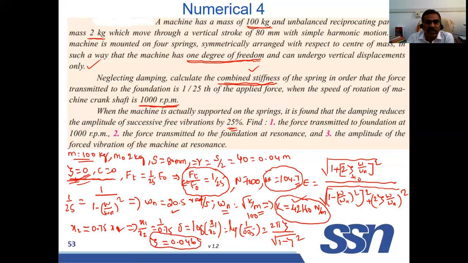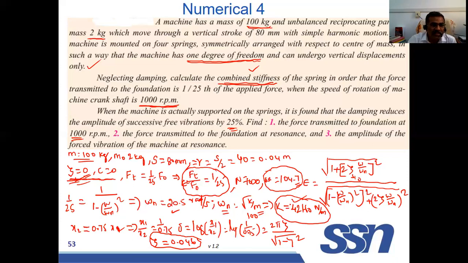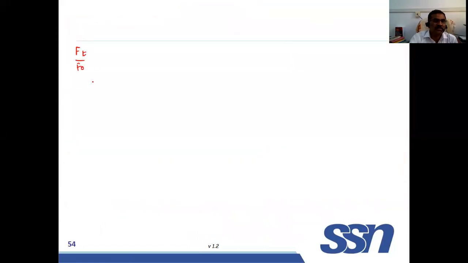What you have to calculate: find the force transmitted to foundation at 1000 RPM. Now, what is the equation? Transmissibility is equal to Ft by F naught. Already we have calculated the value of F naught, isn't it? What is F naught? It is the unbalanced force in the reciprocating mass. F naught is equal to m naught omega square r.